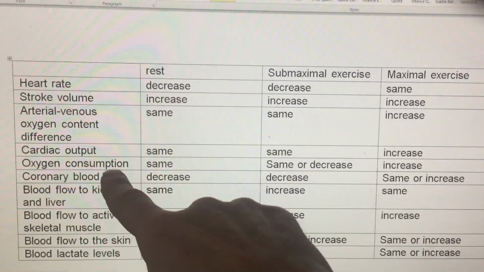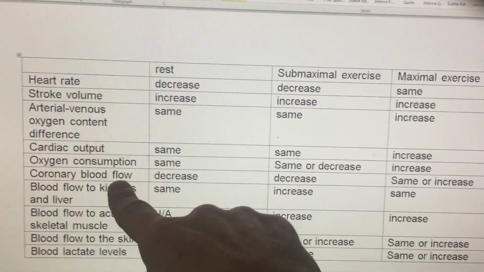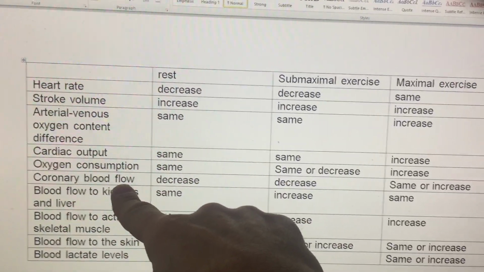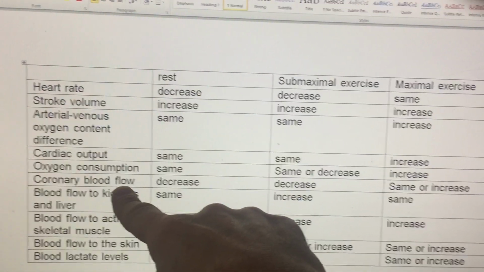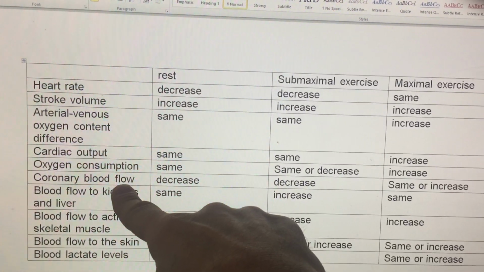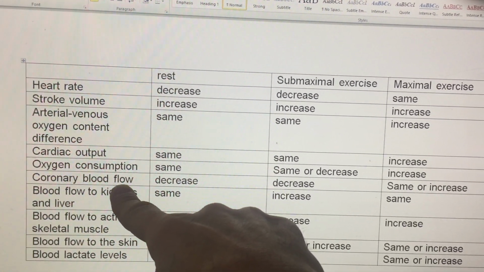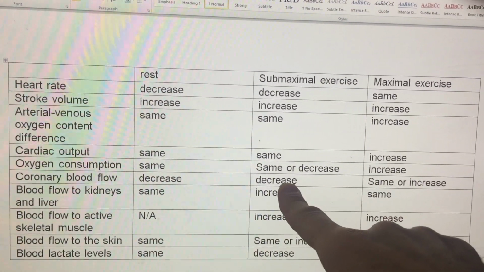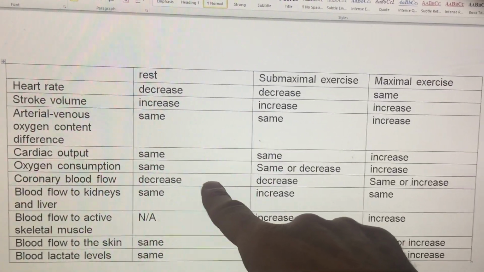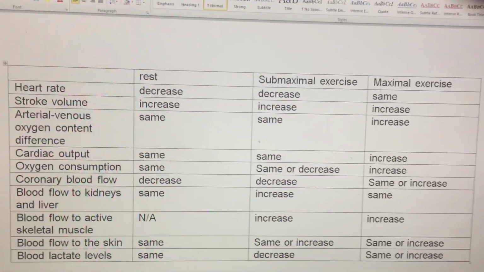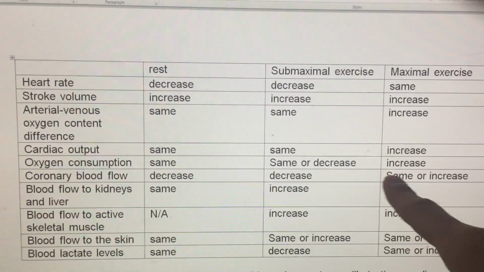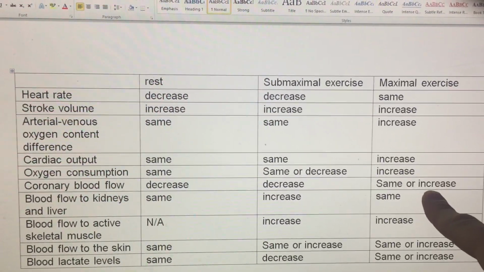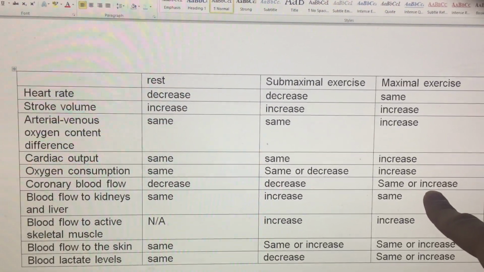Coronary blood flow. This can also represent myocardial oxygen consumption. So coronary blood flow largely determines your myocardial oxygen consumption. So there's a decrease at rest and submaximal exercise because the heart is not working as hard, so it demands less blood flow. And then at maximal exercise, it's either the same or it might increase because you are working at a higher intensity in a trained state at maximal exercise.